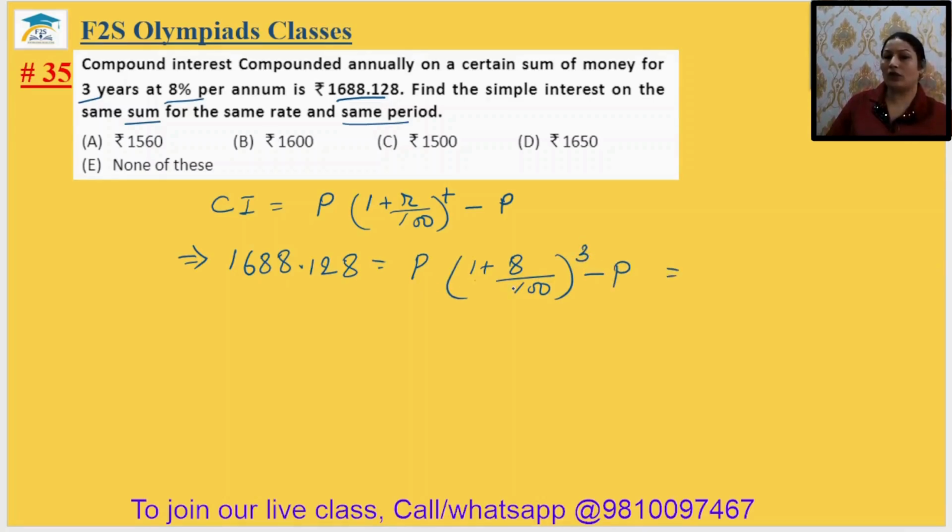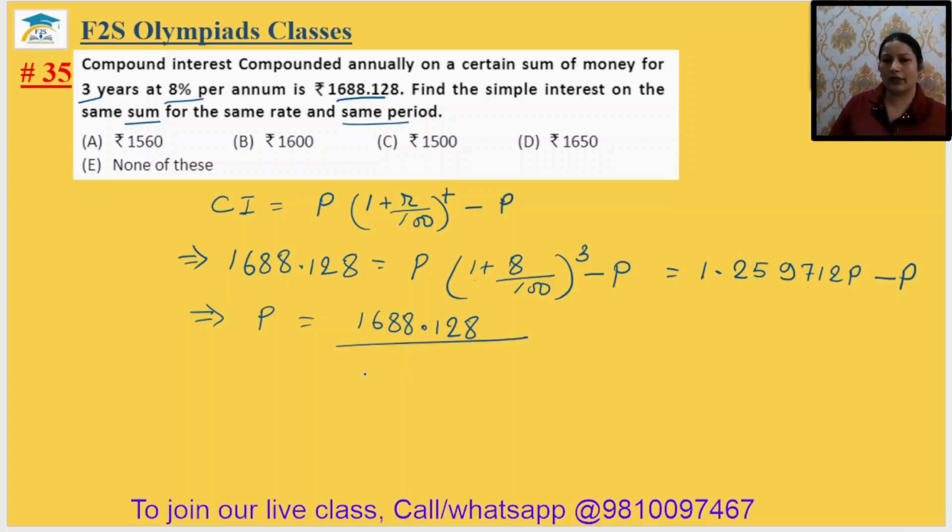So it will be your 1.08 to the power 3, that is your 1.259712 P minus P. ठीक है, तो P will be equal to your 1688.128 divide by 0.259712, that is equal to your 6500. So 6500 is the sum.